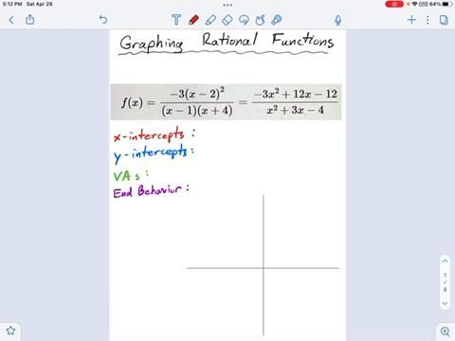Okay, I've got another rational function to graph. This one's a little complicated. There's some stuff going on here. So break it into pieces, and I'm going to start with this top factor right here. Notice that is the only factor on top.